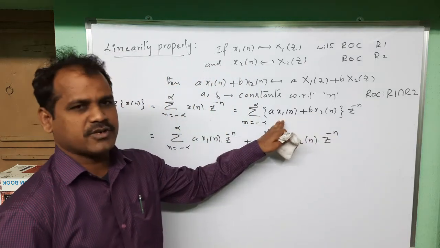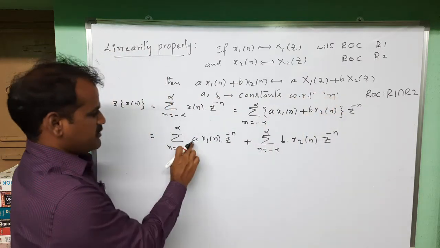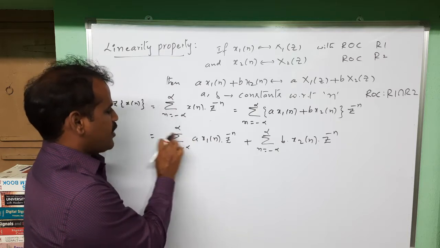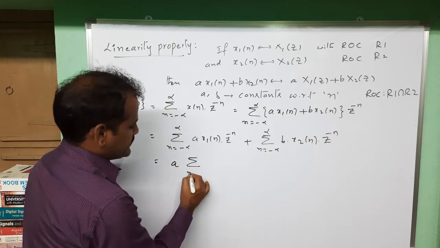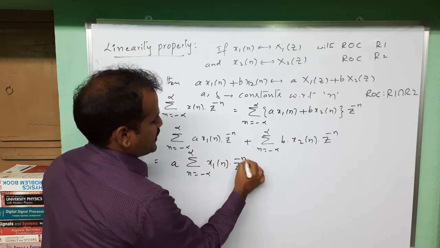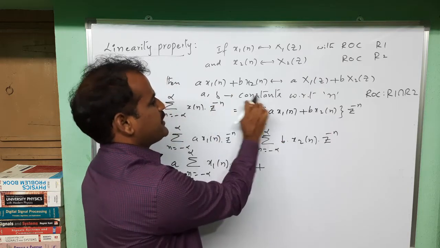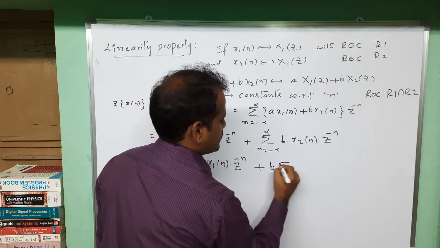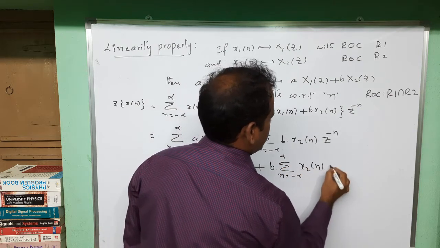We have written these two terms separately, and then a value is constant with respect to n. That means a value in this discrete summation is constant with respect to this n. You can take it outside of the discrete summation. So a value outside I am writing, then n value minus infinity to plus infinity, x1 of n z raised to minus n, plus here b is also constant with respect to n. So that b is constant, take it outside of the discrete summation. Then the remaining expression, n value minus infinity to plus infinity, x2 of n z raised to minus n.